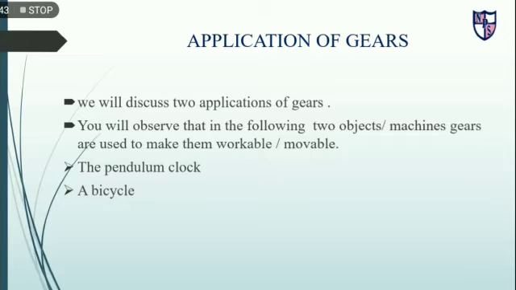Now we are going to discuss two different machines or objects in which gears are used to make them workable. So the first one is pendulum clock and the second one is bicycle.